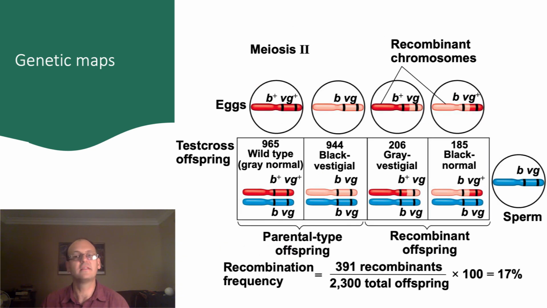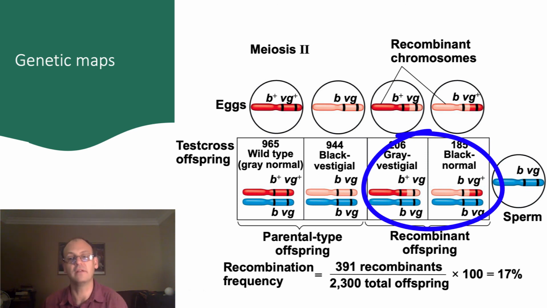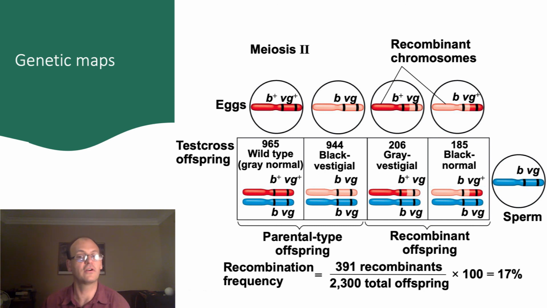Here, you can see the different types of gametes produced and how, because the mating is with a homozygous recessive, it produces phenotypes that can easily be assigned to genotypes. This allows us to identify how many meiotic divisions involved crossing over between the 2 genes. The gray normal winged flies and the black vestigial winged flies are the parental types. These other 2 phenotypes are recombinant because crossing over has occurred between them.